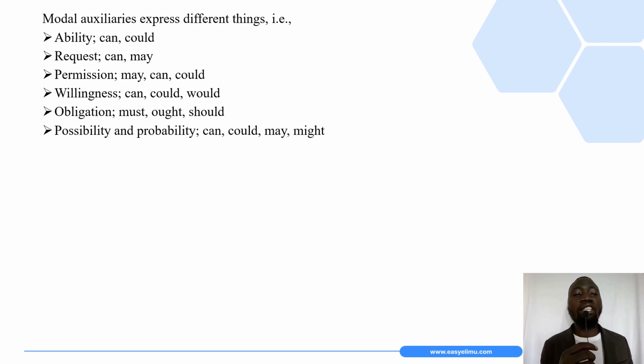Another thing is that we can use them to express obligation. And here we have modals such as must, ought, and should. Then lastly, we can use them to express possibility and probability. Here we also have can, could, may, and might. Lastly, we can use them to express certainty, and there we also have can. So you realize that can is almost in all the categories.